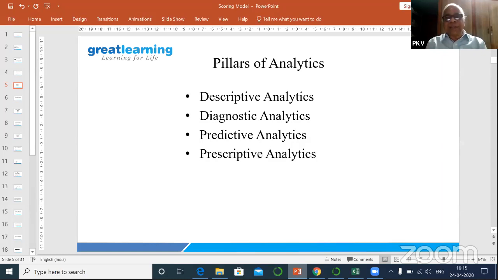All kinds of things which are happening, that is predictive analytics. Prescriptive analytics tells you, now what should I do? You are talking about descriptive, diagnostic, making it too technical. What should I do? Prescriptive analytics is something like a doctor prescribing medicine, what you should do. This is what you should do.